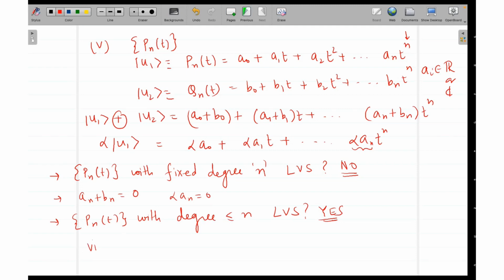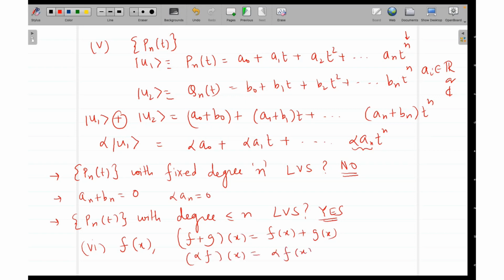In fact, it can be shown that all the functions, continuous functions, complex or real, under the usual rule of addition, so if I add the two functions, it is this. I multiply the function by a scalar, it is this. Then all the functions of the real or the complex variables also constitute a linear vector space. The square integrable functions, they constitute linear vector spaces.